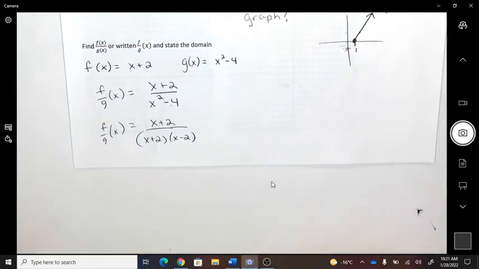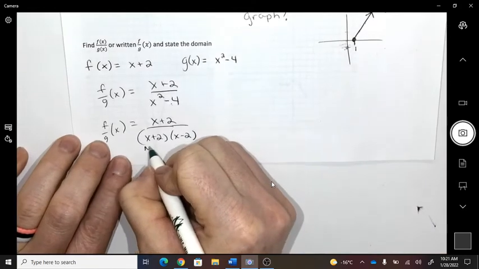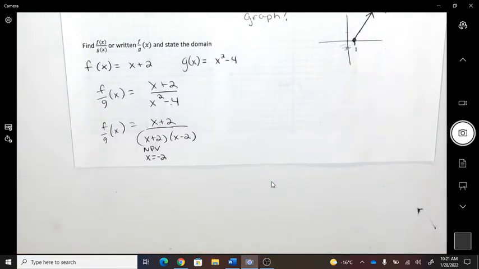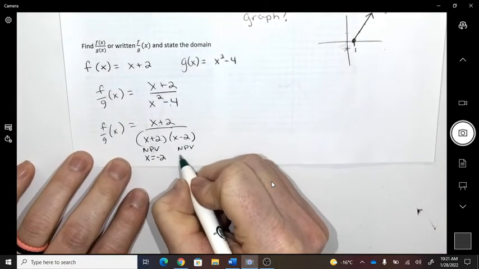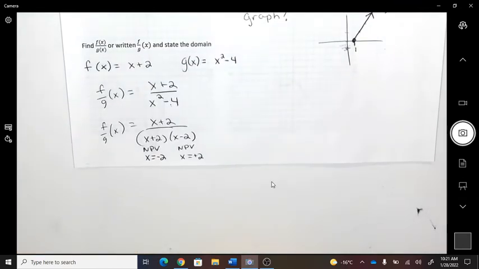Okay, you ready for some flashbacks? Your rational functions. Let's talk about this. Non-permissible values. X is not allowed to be -2. X is not allowed to be +2. Those values are not allowed in the domain. Okay, so I already know my domain can't have those values.